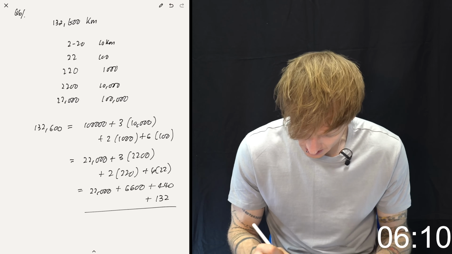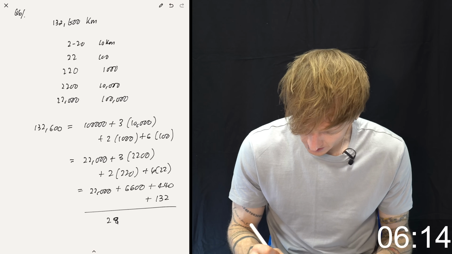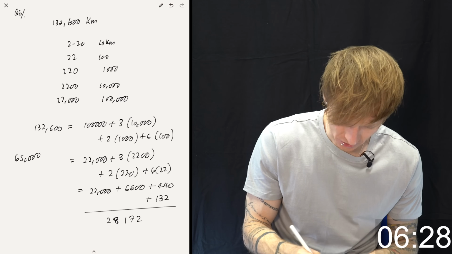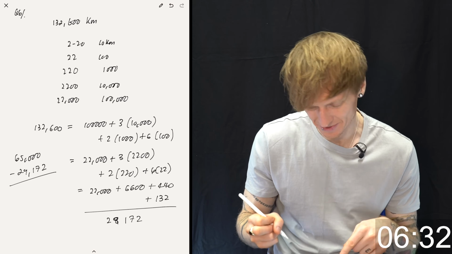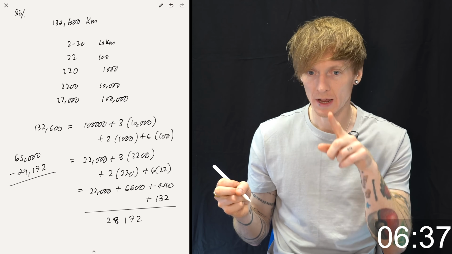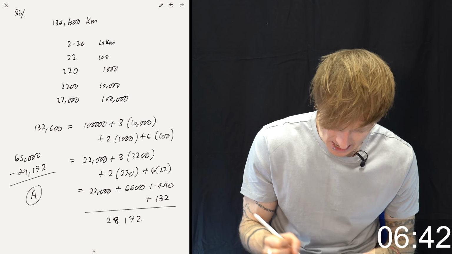So the total is something like 29,172. The price they want is its value now, so it's lost that. So it started at 65,000. So now I subtract 29,172. So I'm going to get something like 35,828. So it's going to be A. Okay, so that one I think is A.